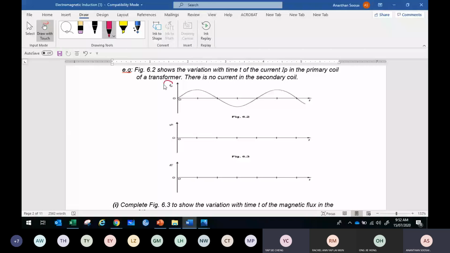This is IP, the current. This is the current graph. How does the flux graph look like? How does the EMF graph look like? Can you sketch the graph here? The I graph is what shape? Fine.